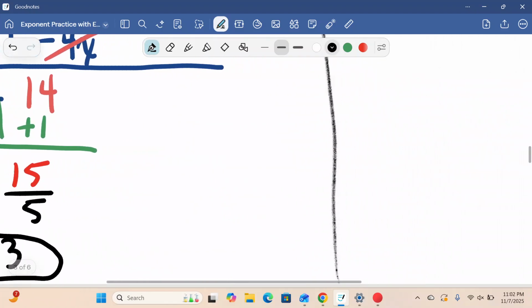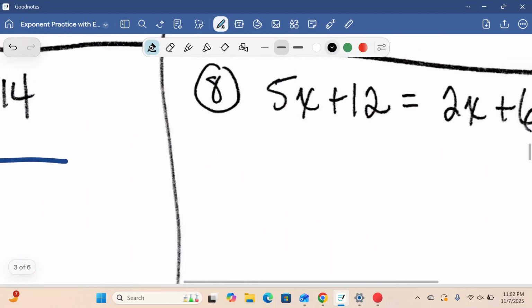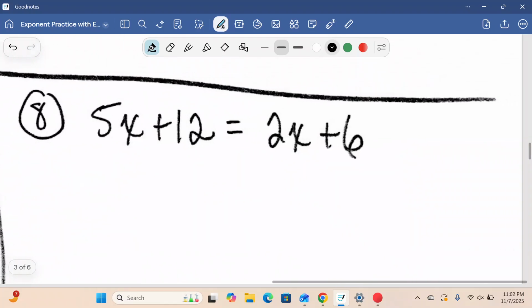If I don't know what 15 divided by 5 is, then I can go ahead and input it into the Desmos. I have another problem right here. I'm going to do the same steps. I'm going to go ahead and draw my railroad track, and I'm going to underline the x I want to get rid of.